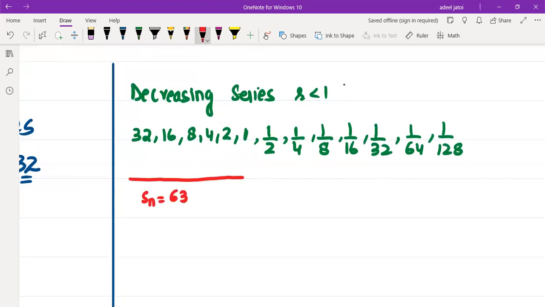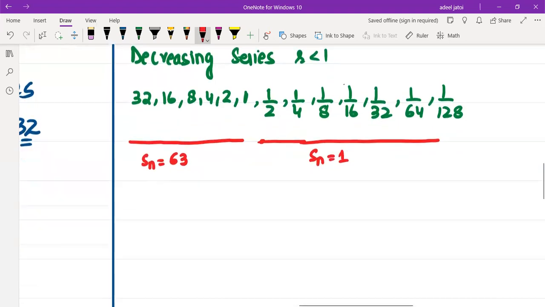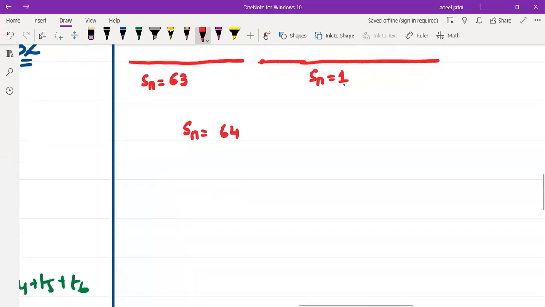63. But from this point till the 1 upon 128 or any further terms, you will have a sum which is equal to 1. That means for any term further than the 6th, you will end up having your sum as 64. Let's just calculate this, and we need to understand why this is happening.